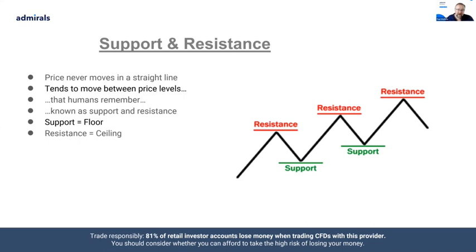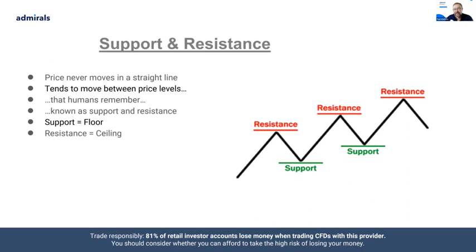The important thing I want you to take away as a trader is to recognize price never moves in a straight line. Even in the strongest of trends, there will be pullbacks. There will be moments where markets take a breather, might go sideways, or pull back, whether a shallow pullback or a deeper one. But price never moves in a straight line. It tends to move between price levels.